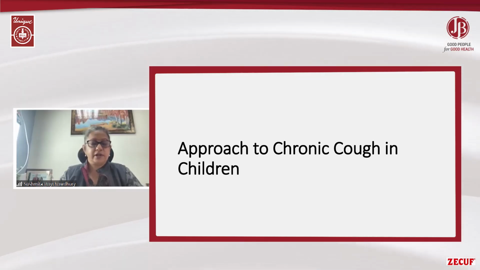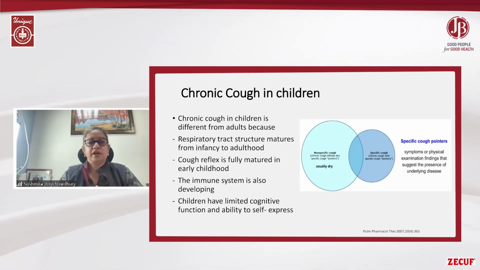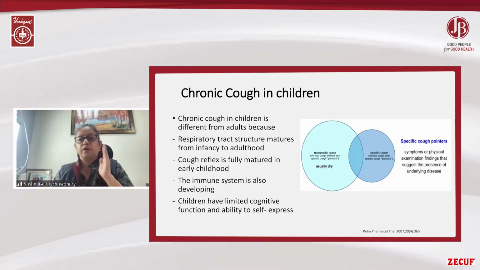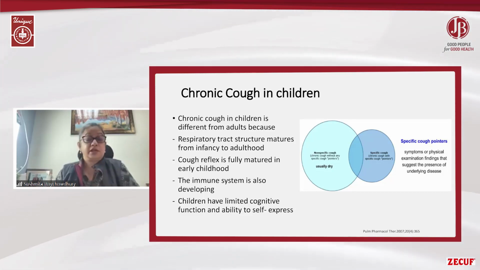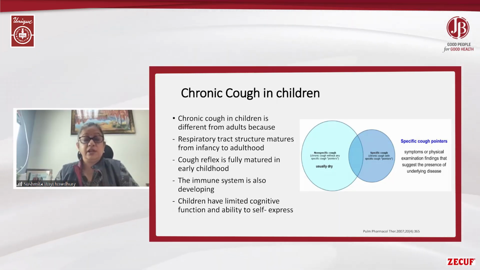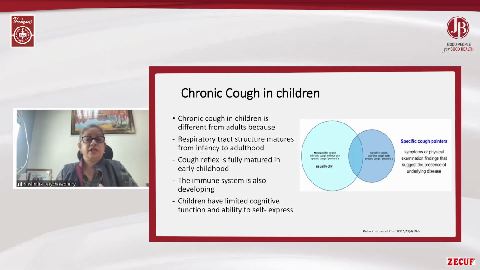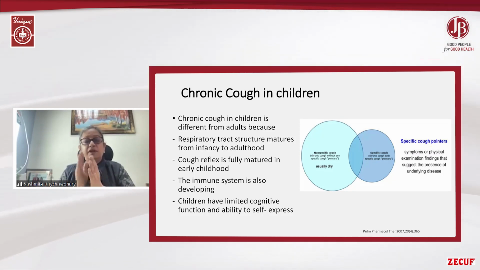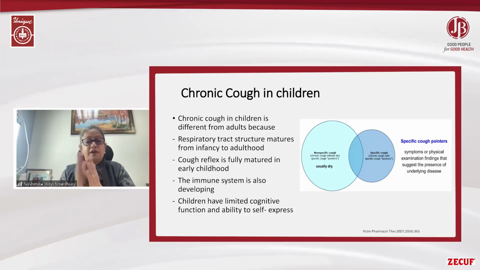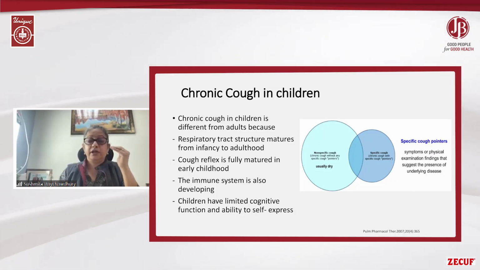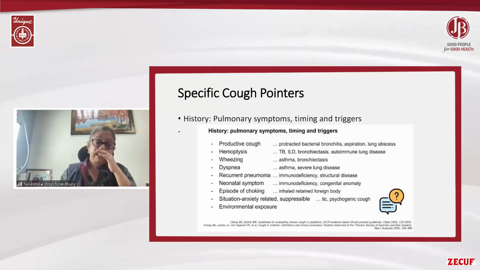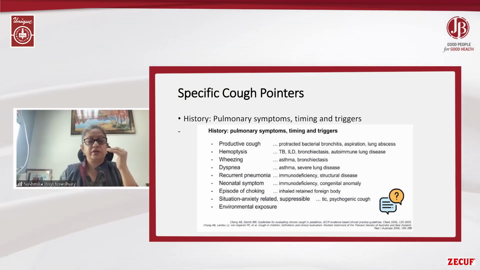Children, I don't treat children, but if we were to talk about chronic cough in children, you should look for specific cough pointers, because the cough reflex is significantly matured only in early childhood, and the respiratory structure itself matures from infancy to adulthood. So they may have limited cognitive function and ability to self-express, and therefore the cough in children needs specific cough pointers to diagnose. So in history, what are the cough pointers?